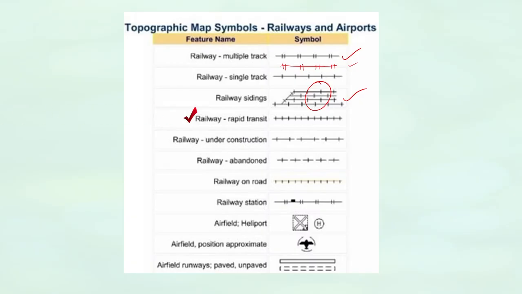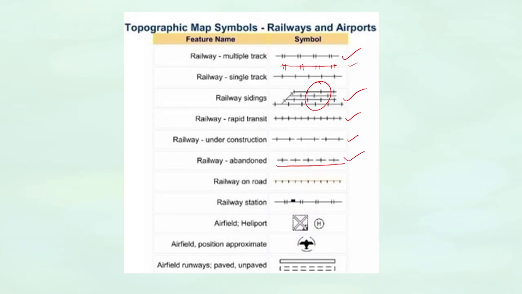Next, railway rapid transit express railway will be mentioned like this. Railway under construction will be denoted like this. Next, about railway abandoned. Once upon a time it was in usage, but since last year there has been no train moving on that track. So, in that case that railway track will be denoted like this.